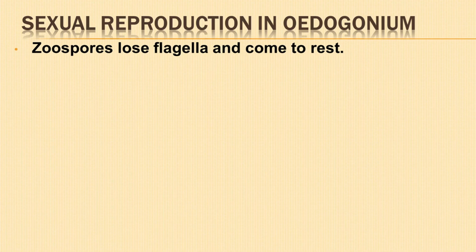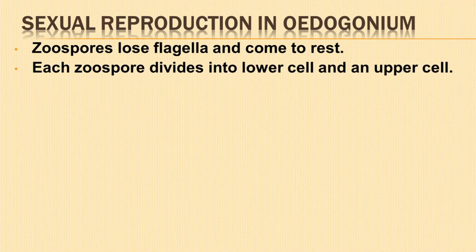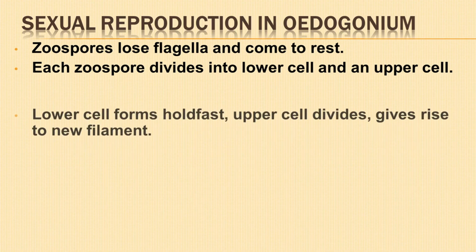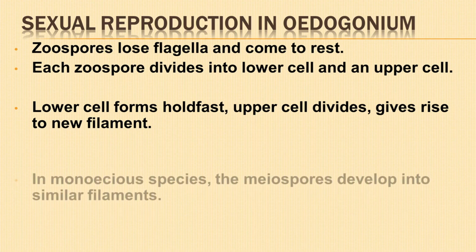The zoospores lose their flagella and come to rest by their anterior end. Each zoospore divides into a lower cell and an upper cell. The lower cell forms the holdfast, while the upper cell, by repeated divisions, gives rise to a new filament.